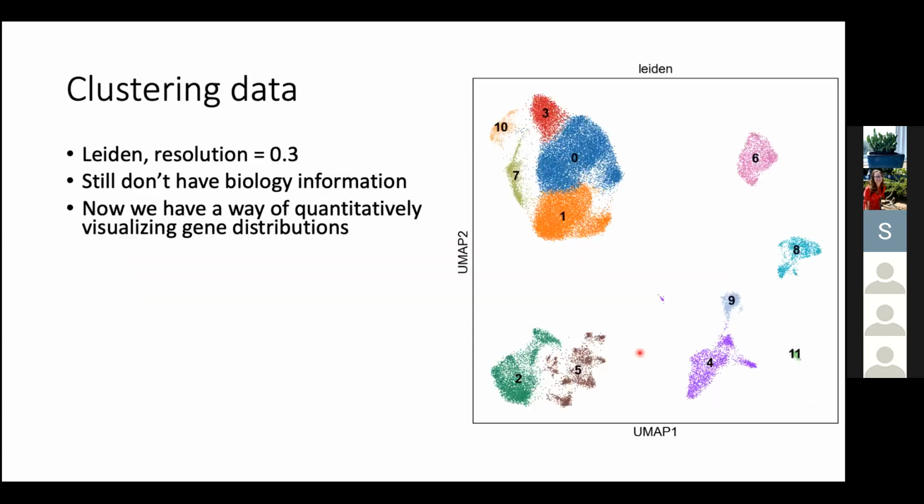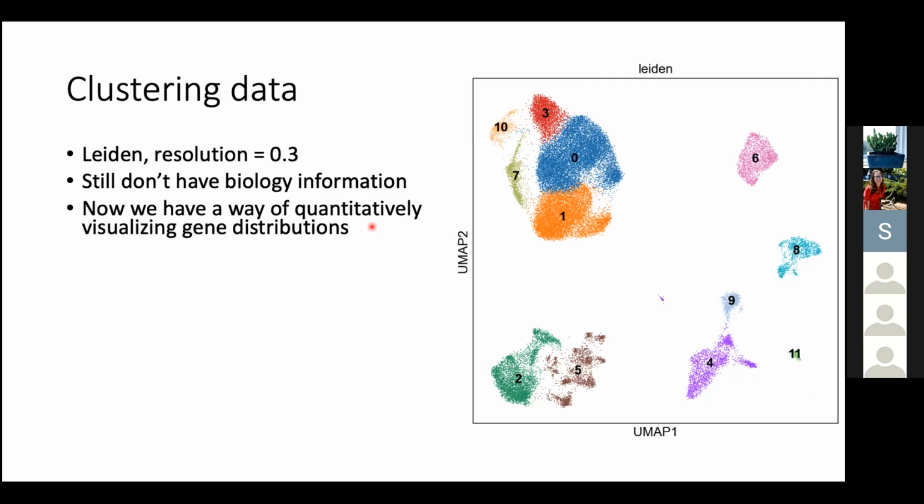Okay. So I clustered using Leiden, which is a different algorithm, with a resolution of 0.3, which is the parameter they use. And so here you see that we have nice clusters. We still don't have biology information. There's no biology yet, but we do have a way of quantitatively visualizing gene distributions. I'm going to show you what that looks like for the next few slides, but I really want to introduce a caveat right away.